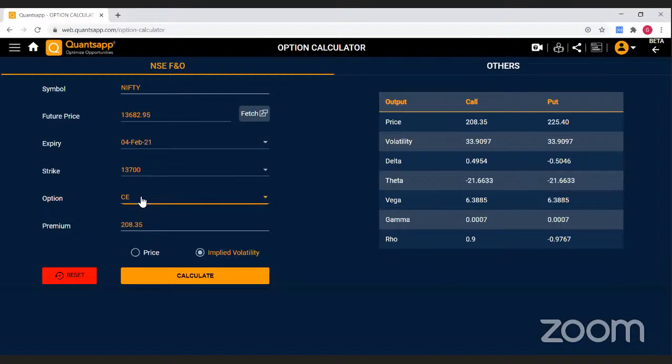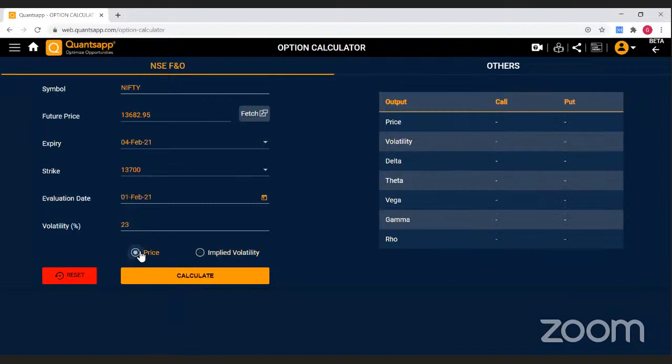Now if I want to see it through the put option, it's going to be almost the same. So I can see the volatility is almost 33.9097 based on the call and put premiums. So this is the motive of the option calculator: either you can calculate the price based on the volatility, or you can calculate the implied volatility based on the prices of call and put.